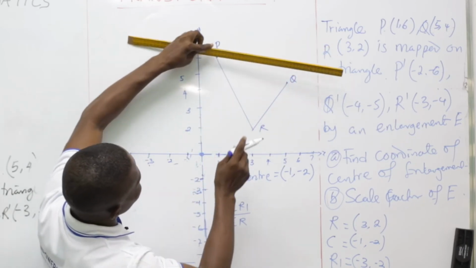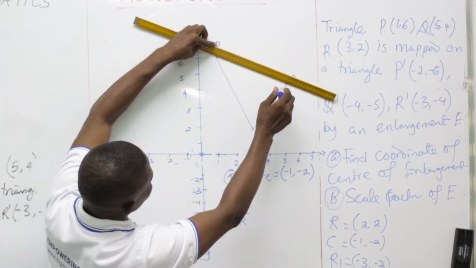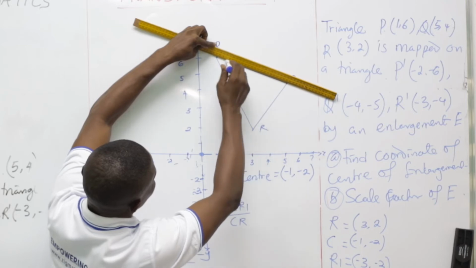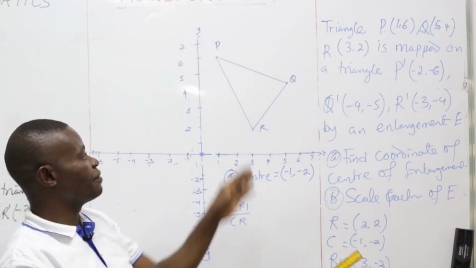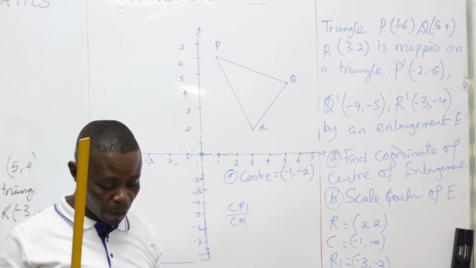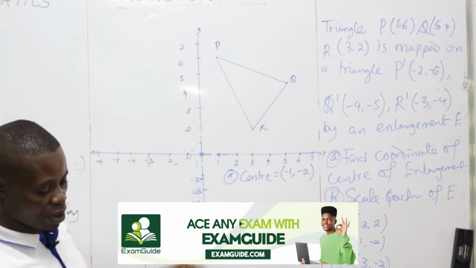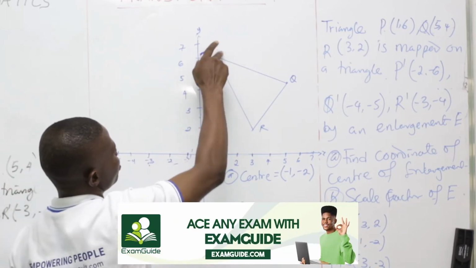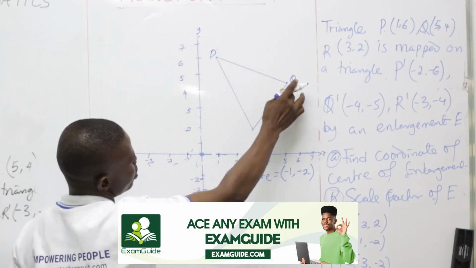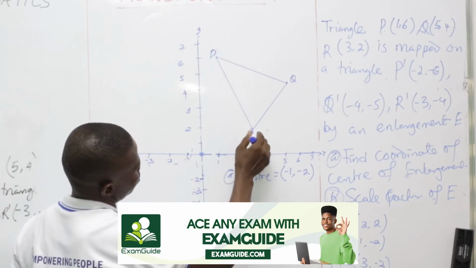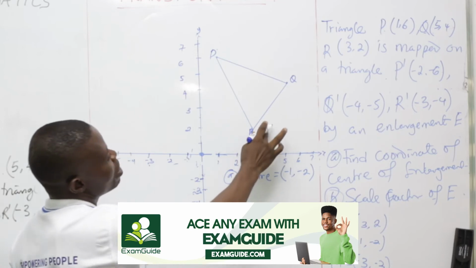You can see the joining. So that is the first triangle given to us in this question. That is triangle PQR. Now let us get the image of this triangle.